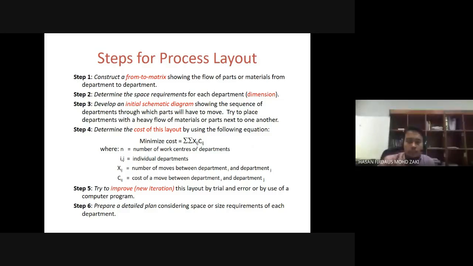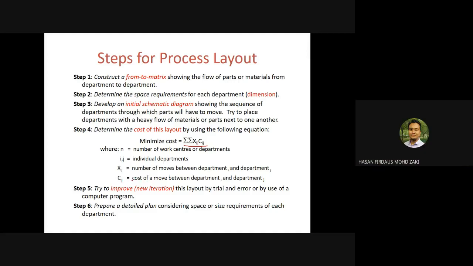How to calculate the cost? Simply the total of x times c. What is x and what is c? x is the number of moves between departments, and c is the cost of the movement.